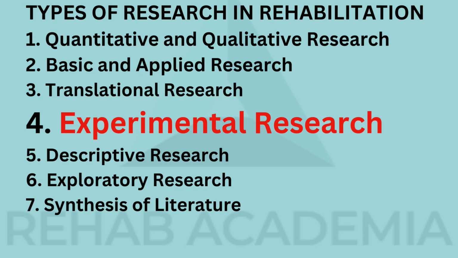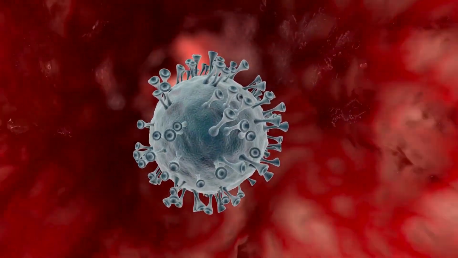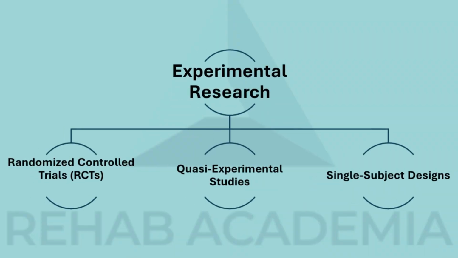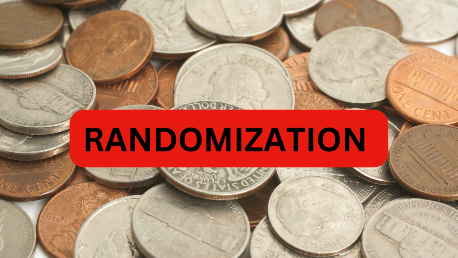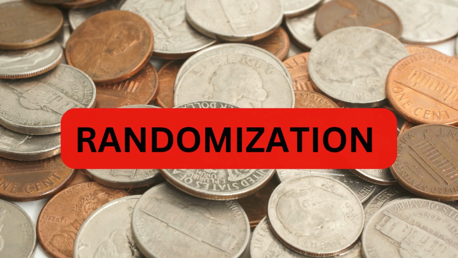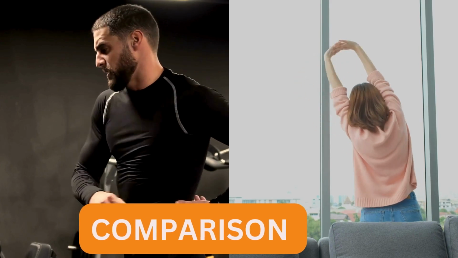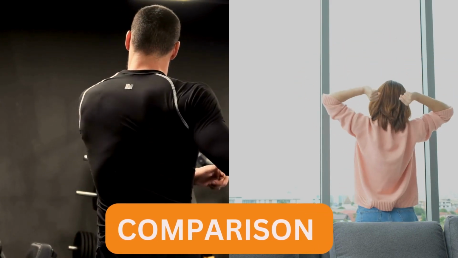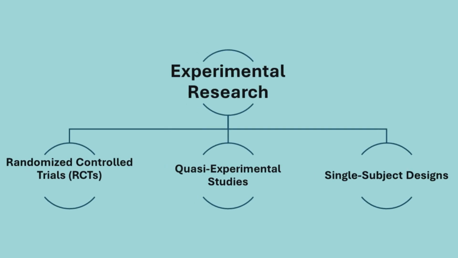4. Experimental research. Experimental research explores cause and effect through controlled trials. Here are its key types. Randomized controlled trials, RCTs, considered the gold standard. RCTs randomly assign patients to different groups to compare treatments. For instance, we could compare the effect of a new exercise versus traditional stretching for back pain.